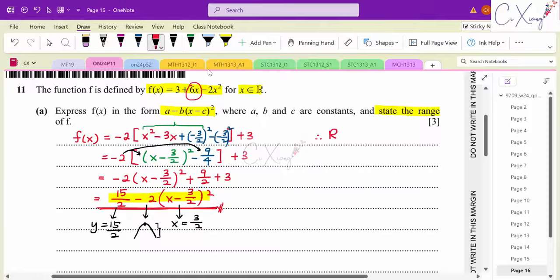So the range of the function f basically means that you should be having f(x) smaller or equal to 15/2. Why is it smaller or equal to? It is because this is the maximum point where the curve actually touches this maximum point. So the range should be smaller or equal to this value.